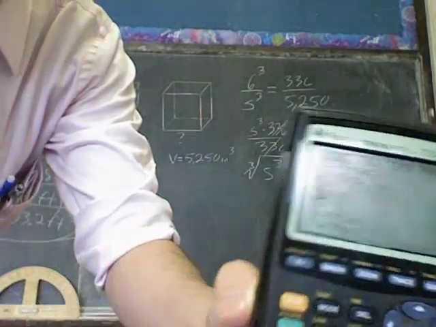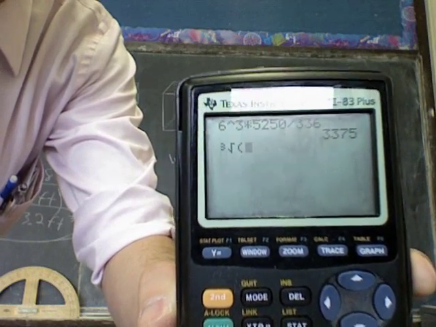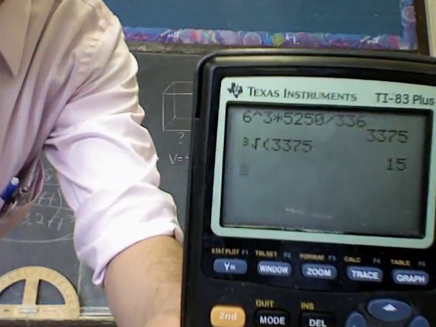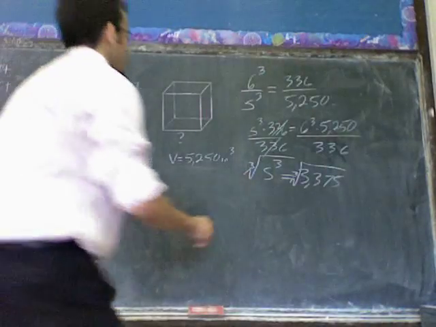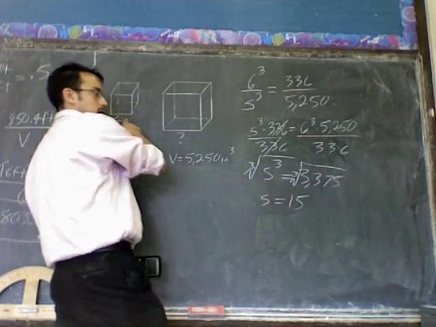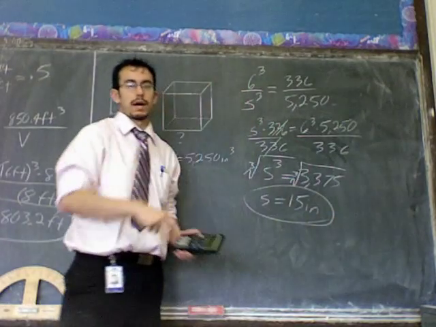Sorry, I can't see in the reflection. Hit enter on that, and then you can type 3,375, and you will get your answer, 15. That side is 15 inches long. It's fine if you leave the units out while you do it, as long as you put them back in at the end.